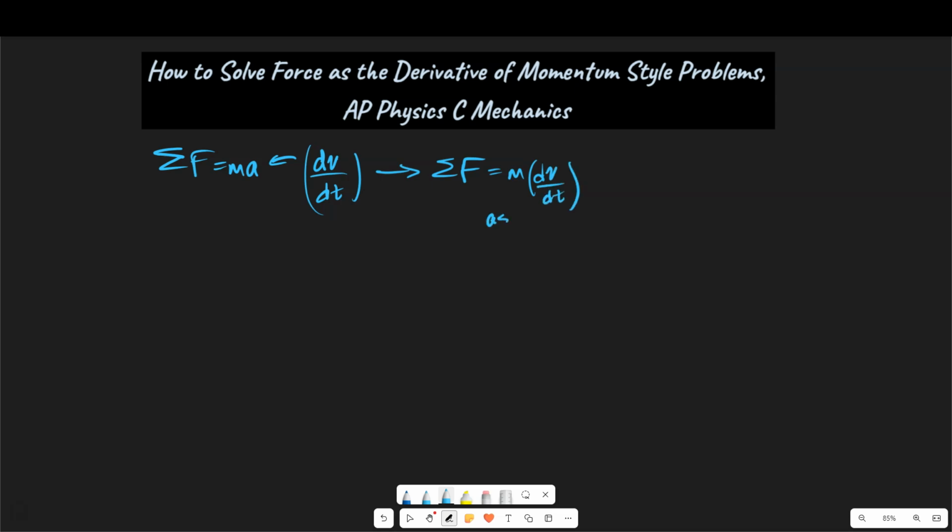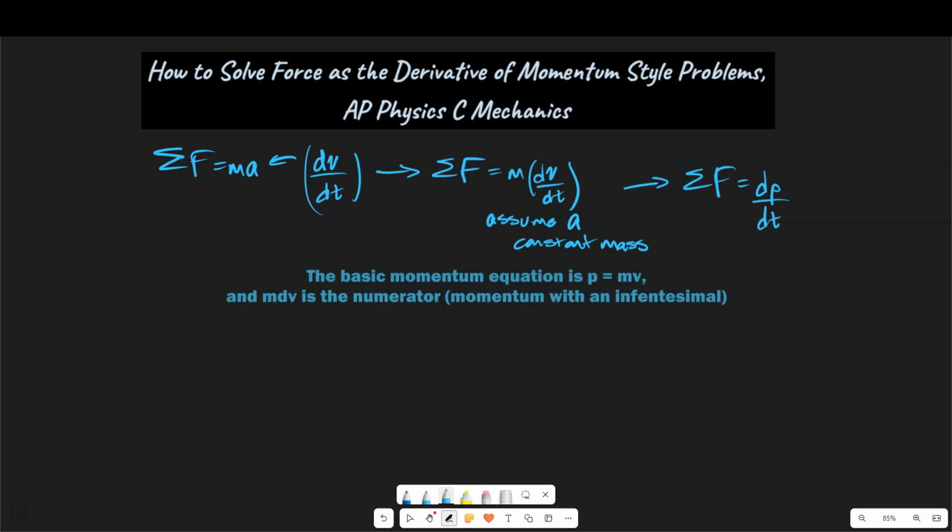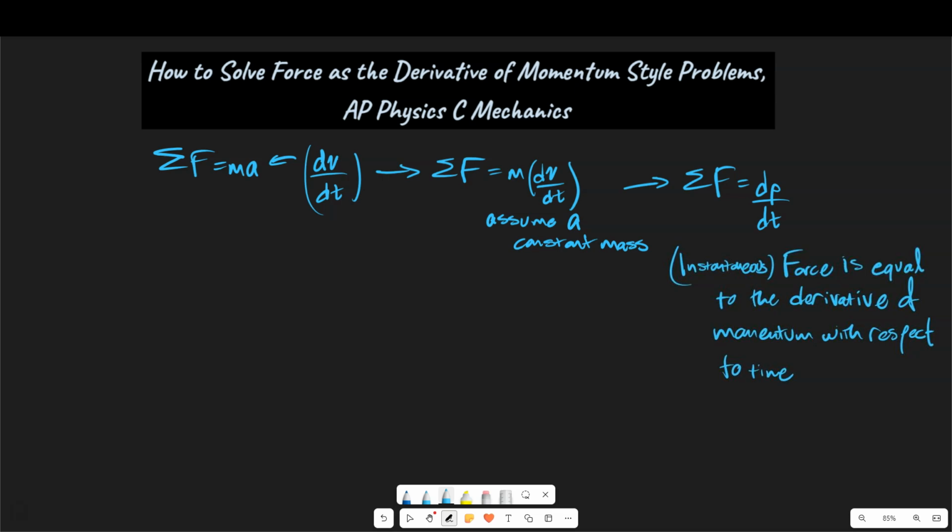Now if we assume a constant mass, which is the case in most cases. Most problems we're going to be dealing with are going to have a constant mass, so that makes sense. Assume a constant mass, then we can say the net force is equal to the derivative of momentum with respect to time, because this m dv with respect to dt is the derivative of momentum with respect to time. So I'm going to write that. And so that's how you could justify it. That's how you can think about this.